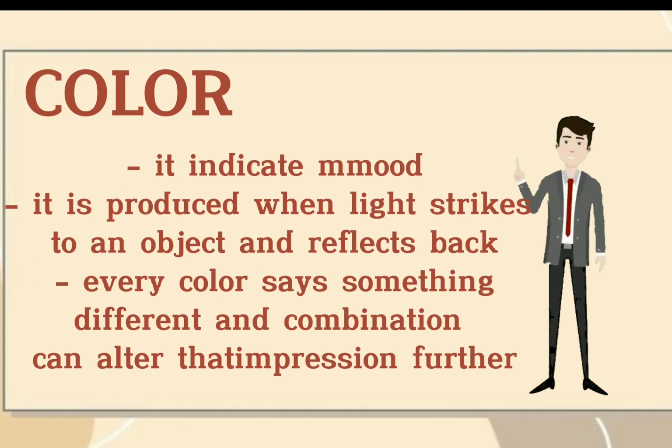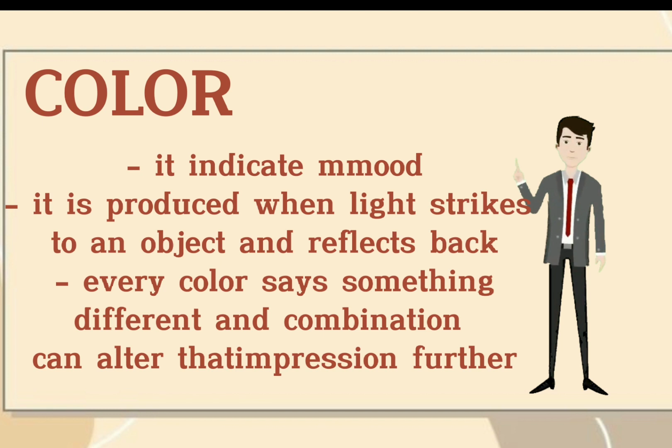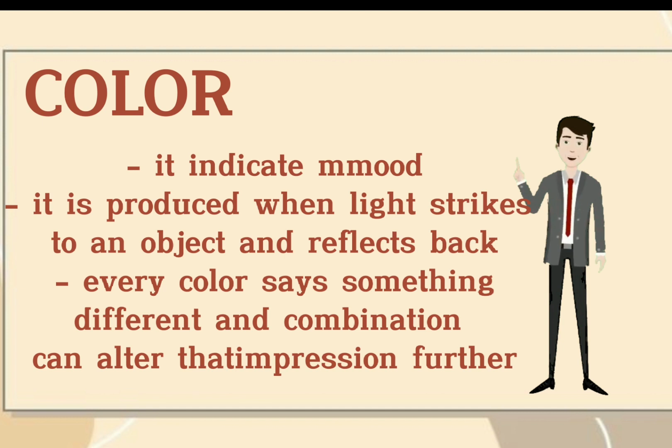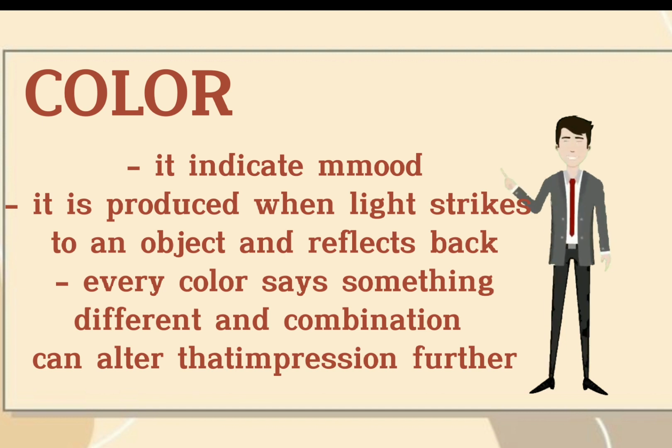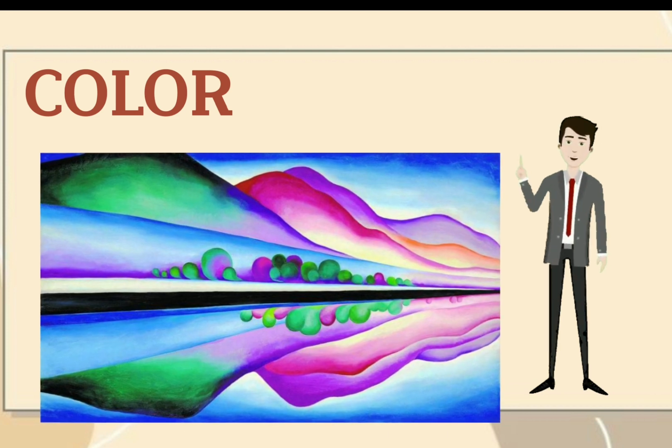Colors. It indicates mood. Color is also produced when light strikes an object and reflects back. Every color says something different, and combinations can alter that impression further. Here are some examples of colors.